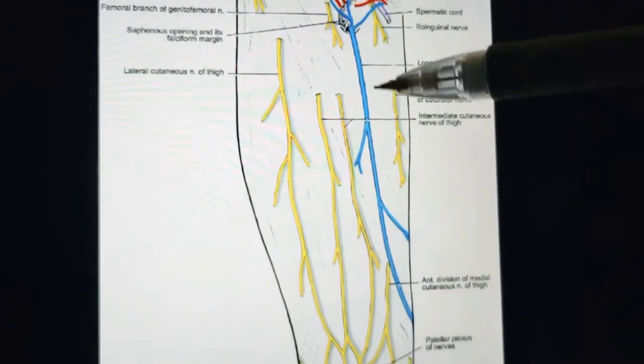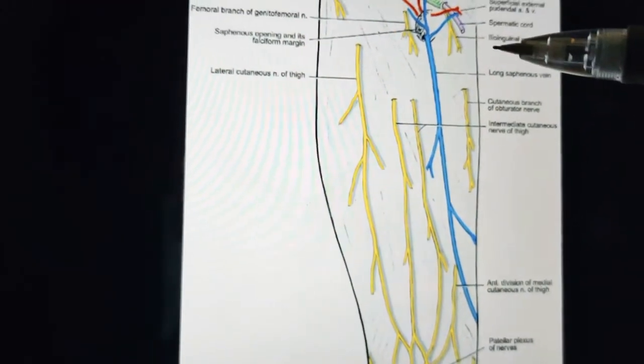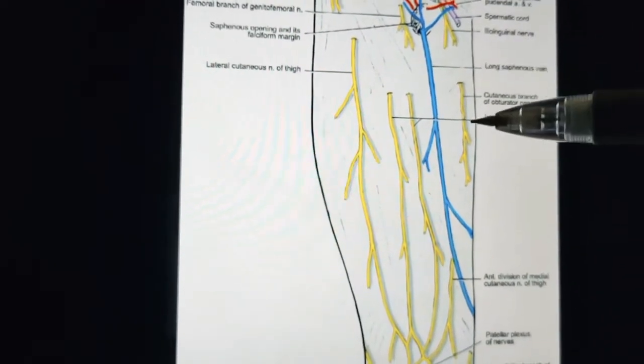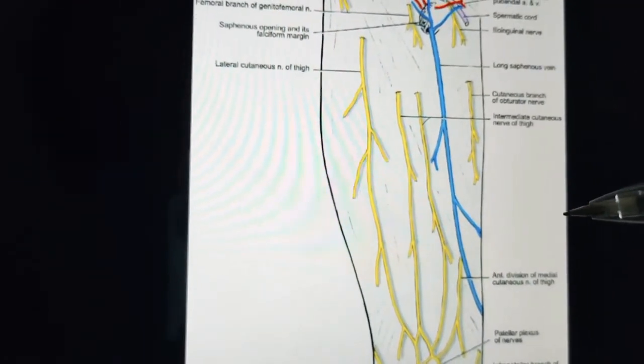So this blue long vein which you see is the great saphenous vein. It's the largest, longest superficial vein of the lower limb. Saphenous means which is easily seen. That's why the name saphenous. Of course, it's also present in superficial fascia.